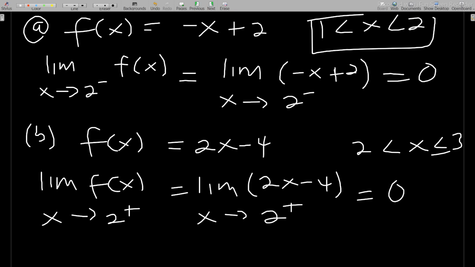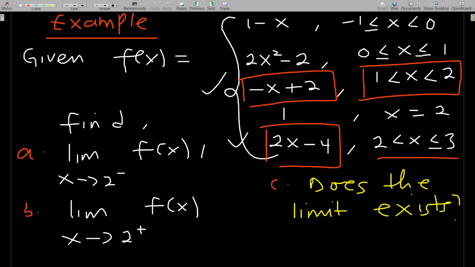You could see that when you pick values, let's say I pick 2, sometimes you consider the value itself first. If it doesn't exist at that point, then you check close values, neighborhood values, which will be greater than 2, like 2.000001. When you plug them here, you see that the values will be approaching 0. The next question was, you're supposed to find these two. Fine, we are done with them. The next one is, does the limit exist?